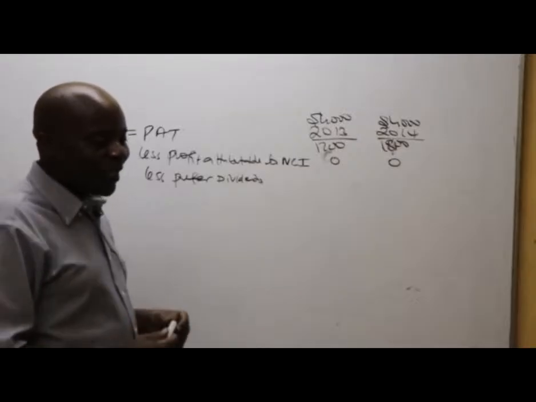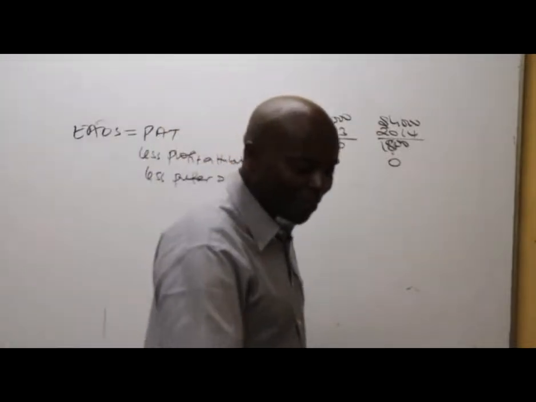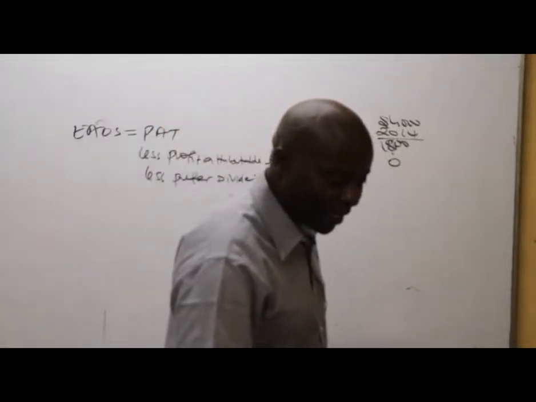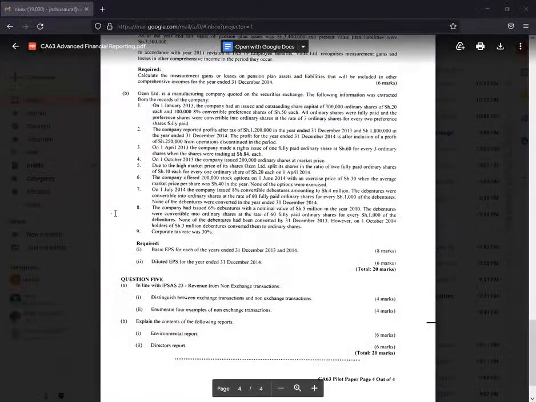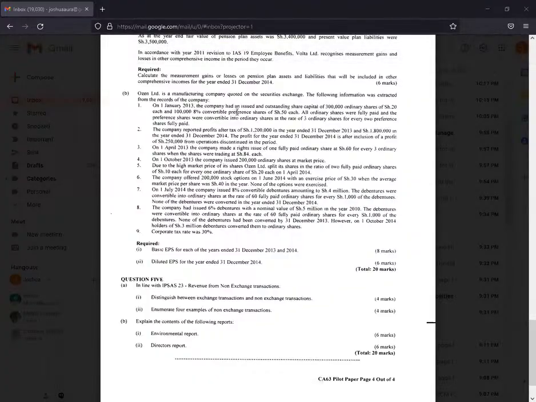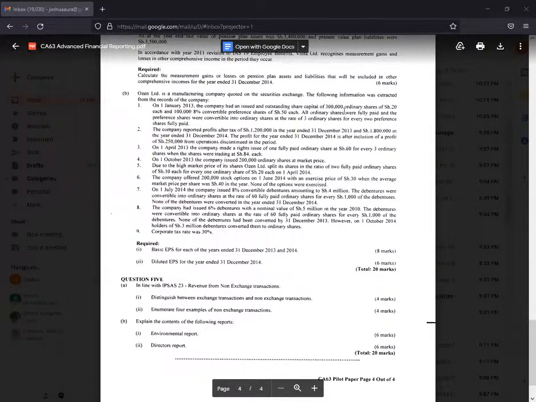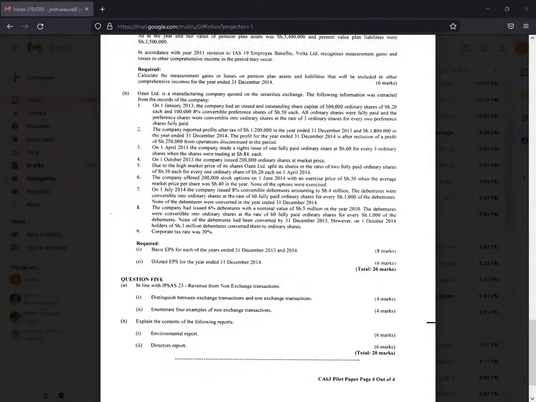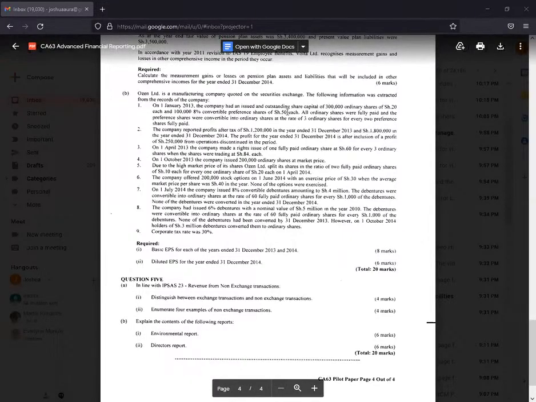Could you kindly give me the preference dividends? Preference dividends, what do we have? They gave us preference dividends here on 1st January 2013. The company had an issued and outstanding share capital of 300,000 ordinary shares of shillings 20 each and 100,000 8% convertible preference shares of shillings 50 each.